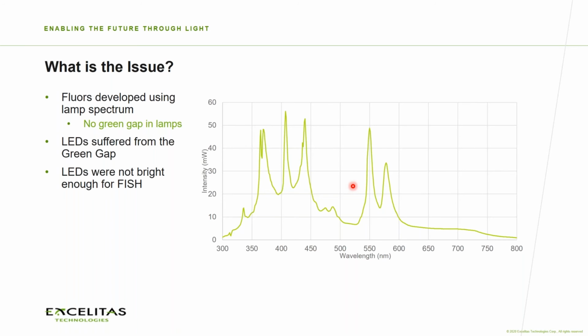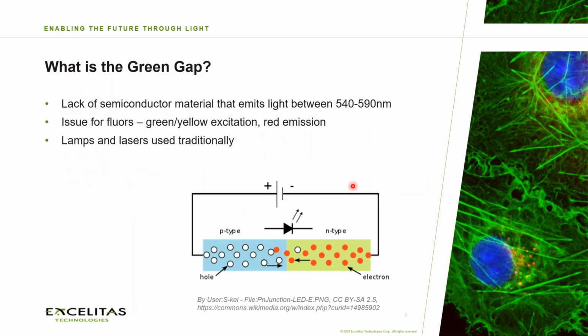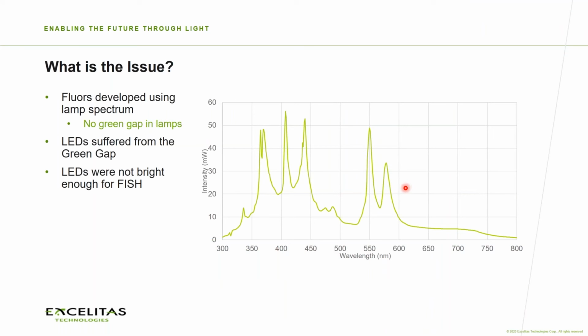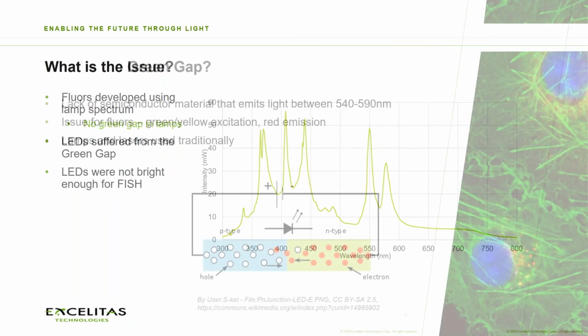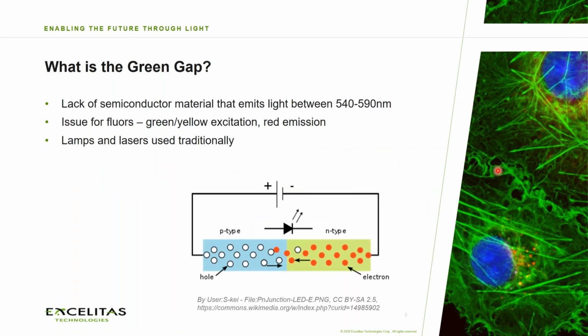So what is the green gap? It's basically a lack of semiconductor material that emits light between 500 and 600, thereby allowing you to use green light to excite your fluorophores that will emit in the red region. So there is just no semiconductor material in that region, and this is an issue for the fluorophores that emit in the red and that are excited in the green-yellow. Lamps and lasers were used traditionally for these wavelengths because that's what the fluorophores were developed around.